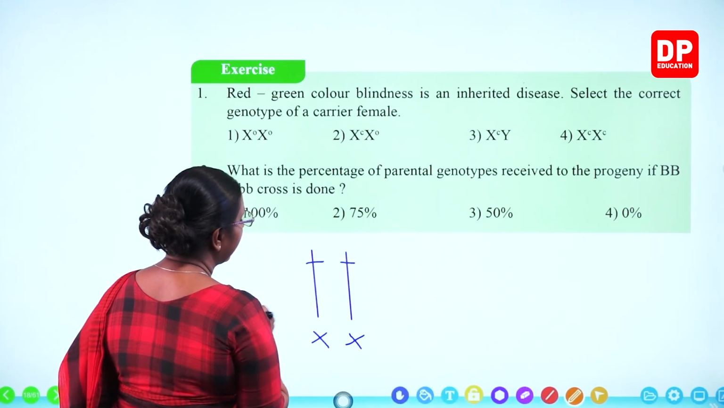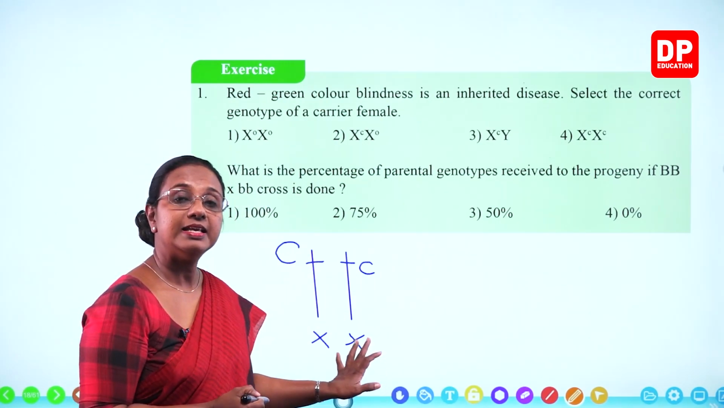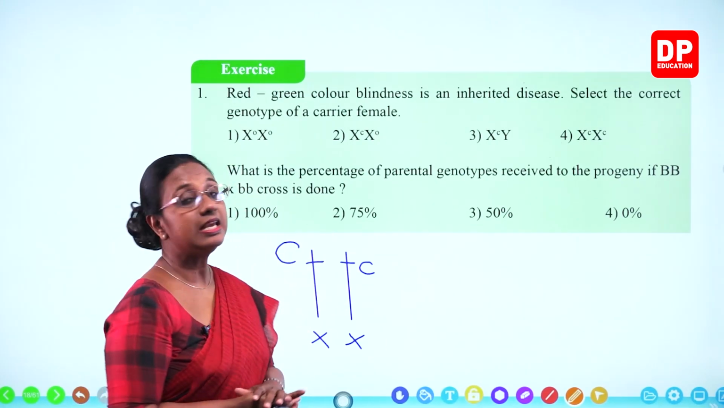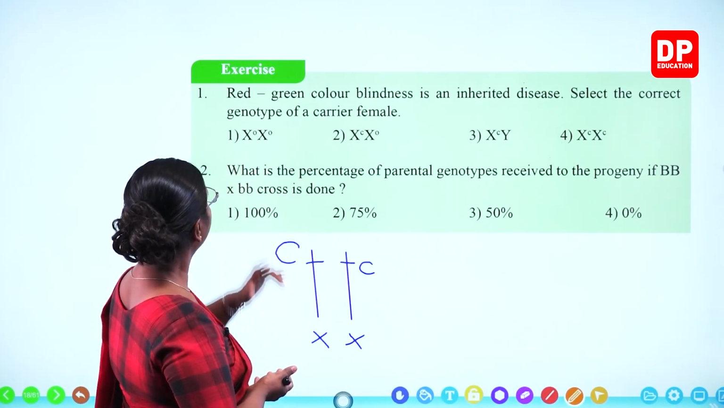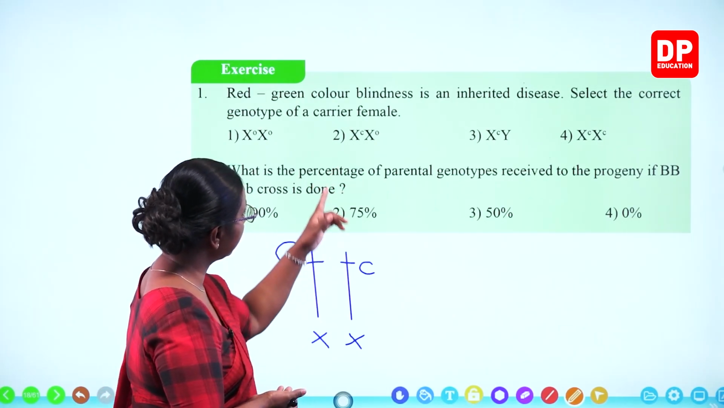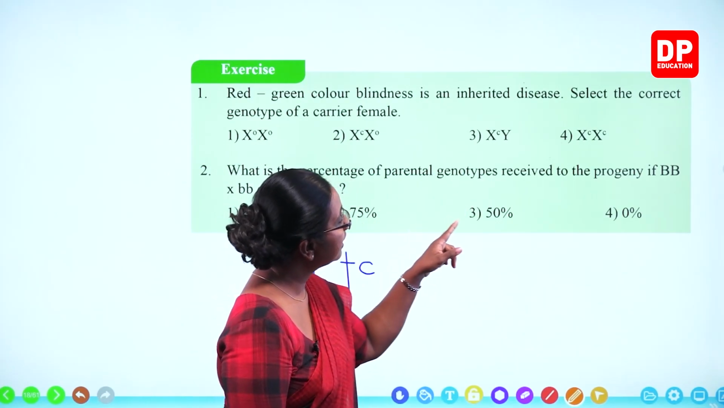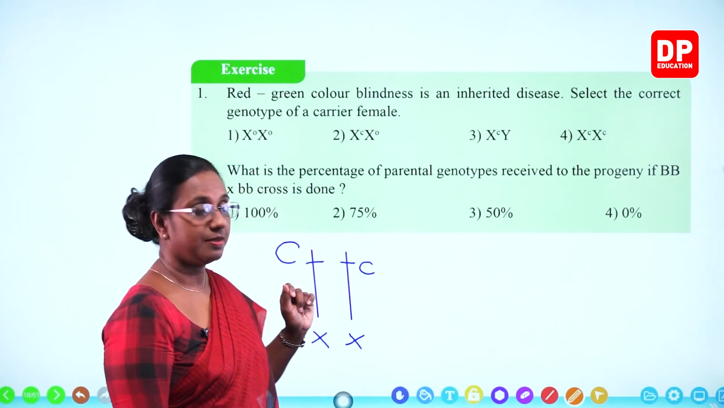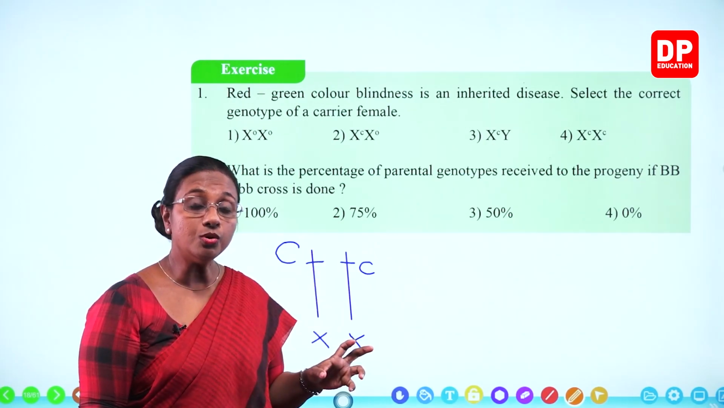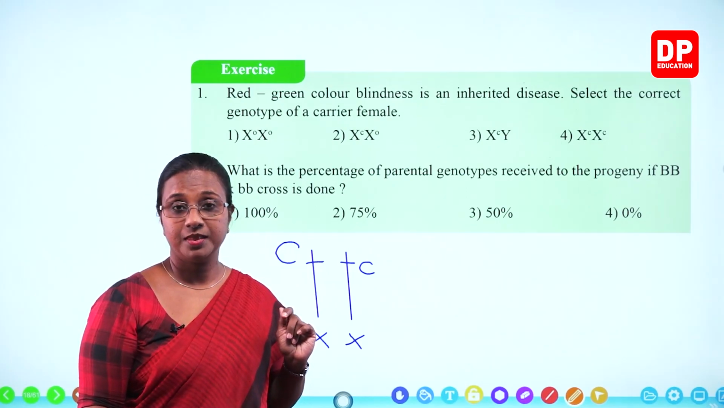If it is a carrier, we normally use a capital C and a simple c. That is for a carrier female. But here, if you look at the answers, students, the first answer is X0, X0, then X simple c, X0 is the second answer. Third answer, X simple c, Y. Then fourth answer, X simple c, X simple c. They have only used the letter simple c. There is no capital C. Instead, they have used a 0.